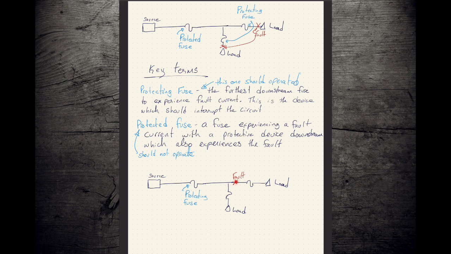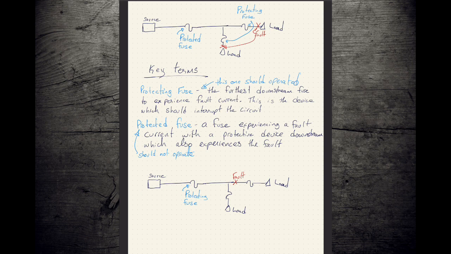Now, if we get a fault here, obviously this fuse and this fuse can't do anything about that. All right, the fault is upstream of them. So this will be the most downstream device to see the fault current. So this becomes our protecting device, and whatever upstream protection exists would become the protected device.